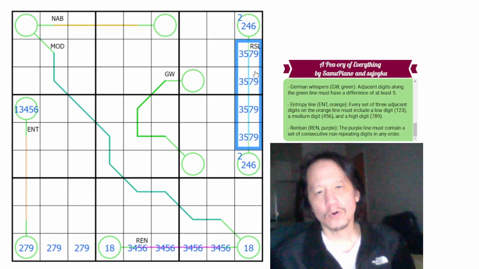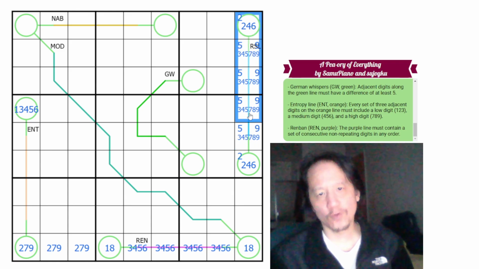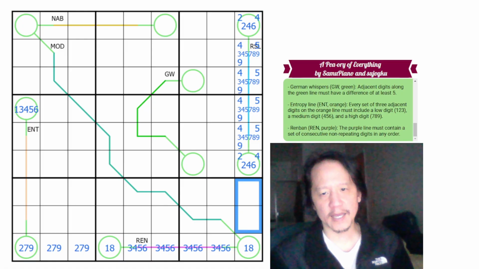Or it's 26, in which case it's 4, 9, and 5, 8. So either way, 5 and 9 are always here. Also, 4 is always in one of these. So we have 4, 5, and 9. This cannot be 4, 5, and 9. We know the 1 has to be one of these two. So it's 1. It could be 3, 6, 7, or 8.